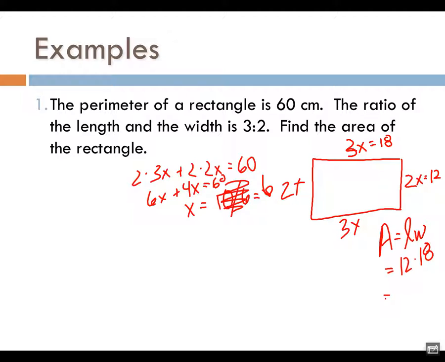What'd you say? 216. 216 what? Units. No. Centimeters.